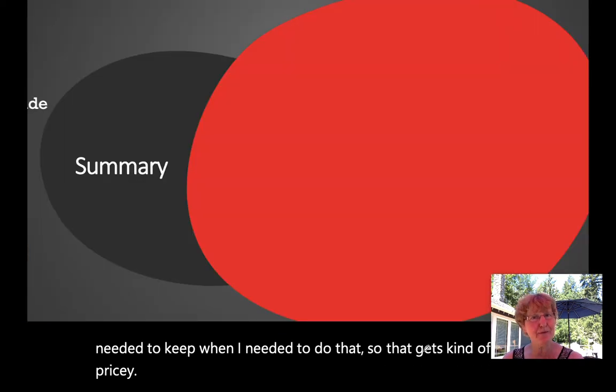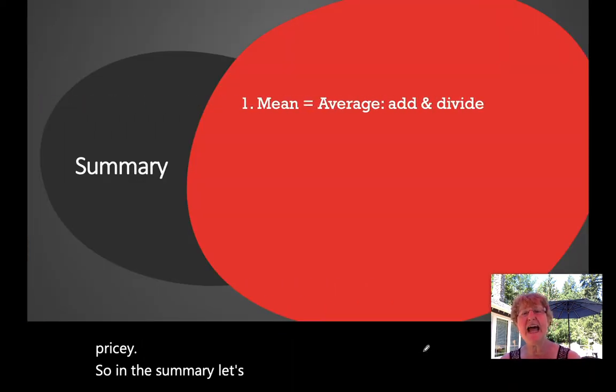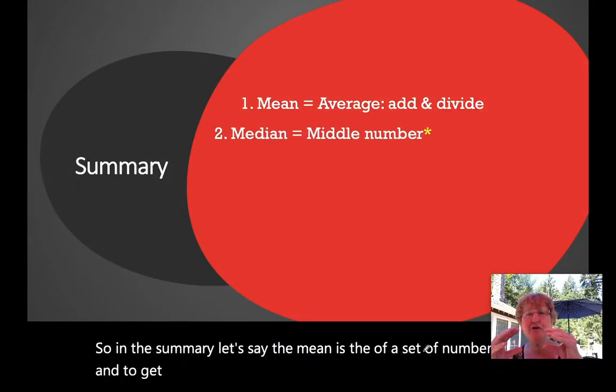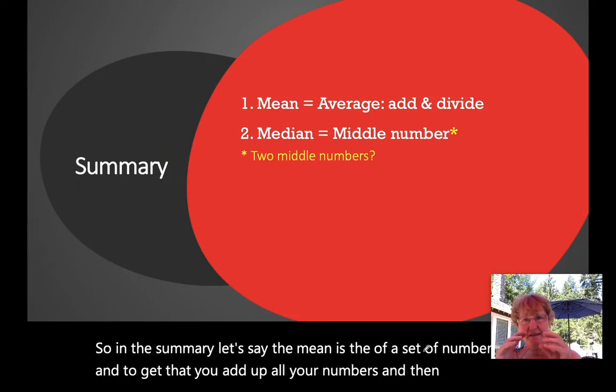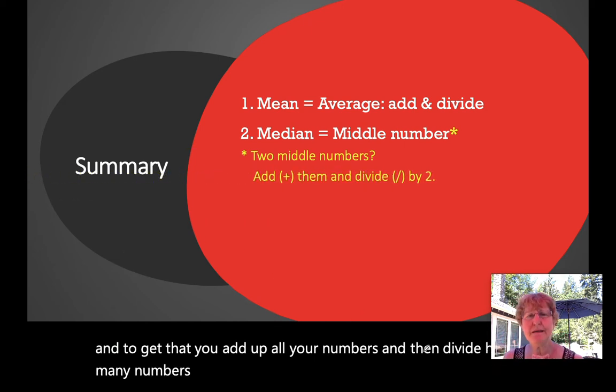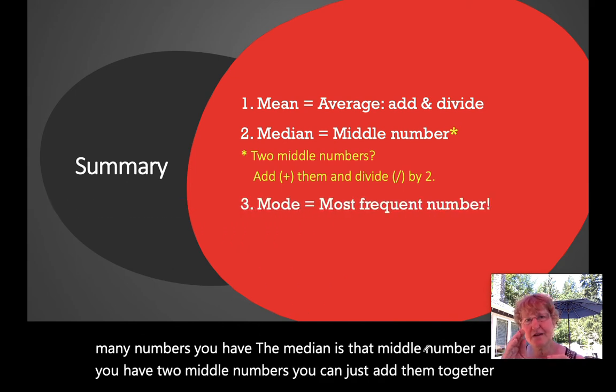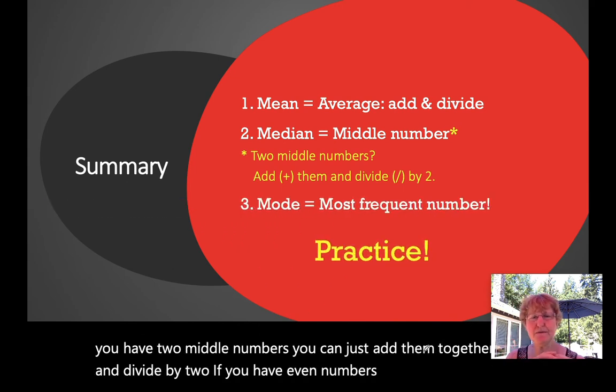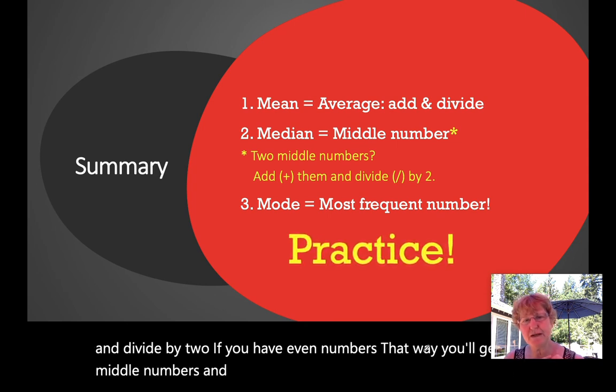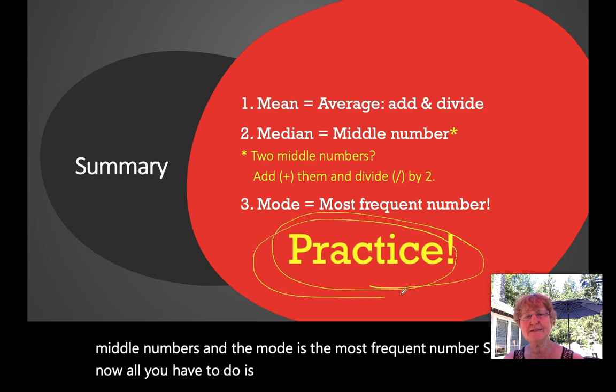So in summary, let's say the mean is the average of a set of numbers. To get that, you add up all your numbers and then divide by how many numbers you have. The median is that middle number. And if you have 2 middle numbers, because you have an even amount of numbers, you can just add them together and divide by 2. And the mode is the most frequent number. So now all you have to do is practice, practice, practice.